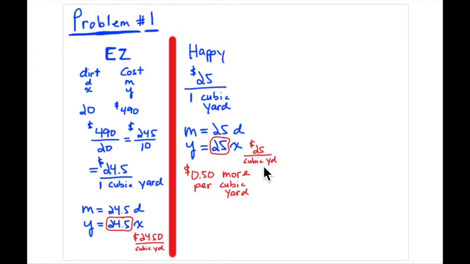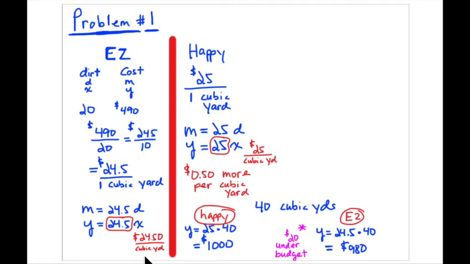$25 for a cubic yard, 50 cents more per cubic yard of dirt, $24.50 per cubic yard for Easy Hauling Company. So for 40 cubic yards, how much does it cost for each company? Well, Happy Hauling costs $25 for 40 yards of dirt. That's 40 times 25 equals $1,000. But Easy Hauling is less expensive.